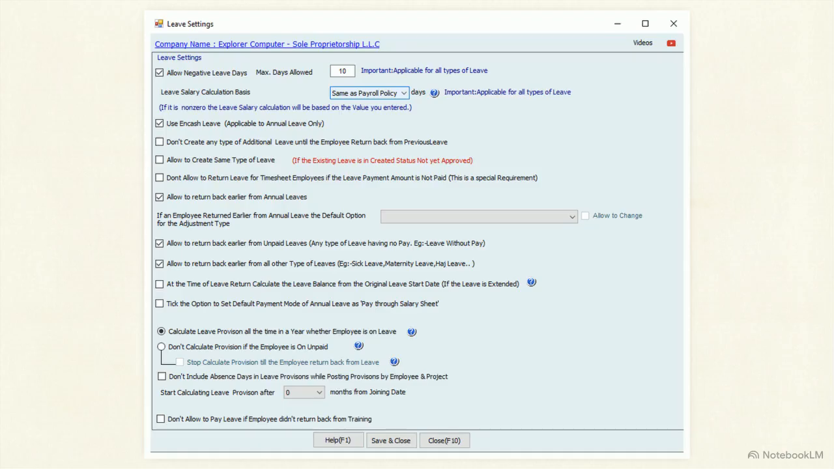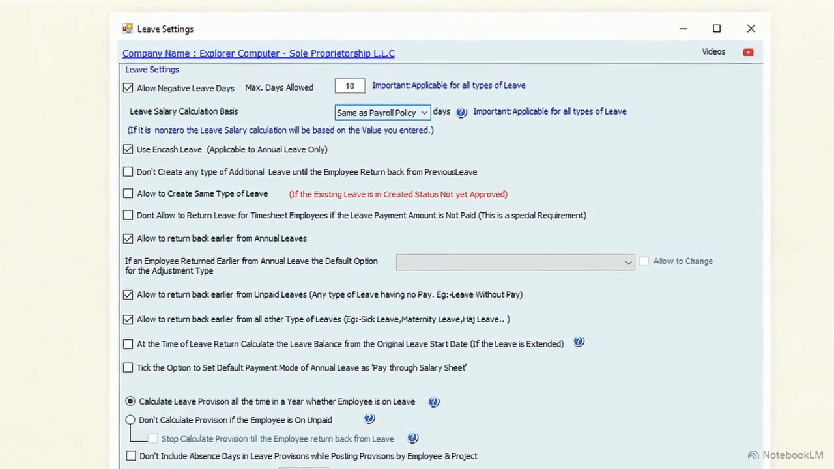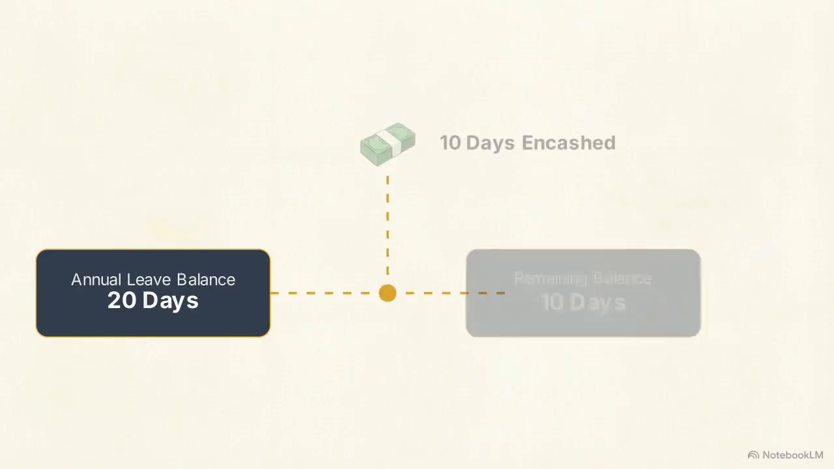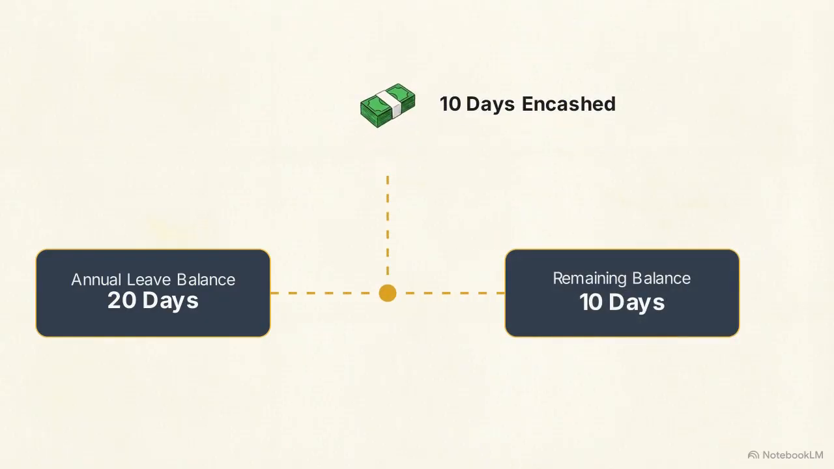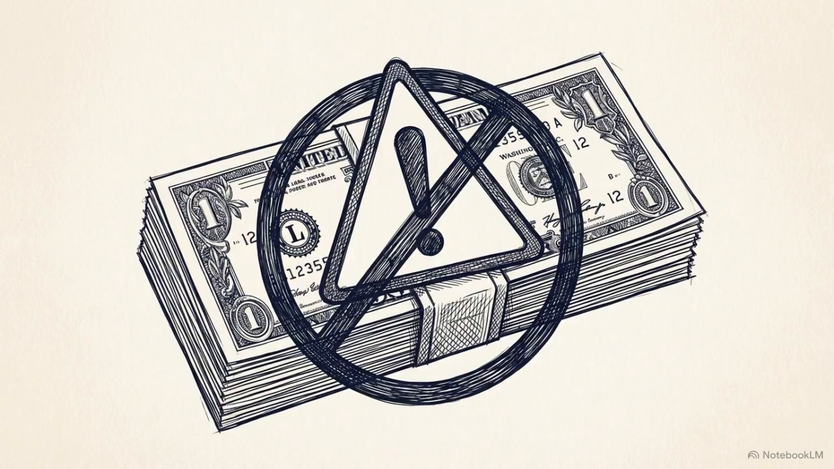Moving down, locate the Use and Cash Leave checkbox. Encashment allows an employee to trade accrued annual leave days for a cash payout instead of taking actual time away from work. If an employee has an annual leave balance of 20 days and they choose to encash 10 of those days, they receive the cash payout. Their available leave balance immediately drops to 10 days. The system enforces a hard rule regarding this feature. Negative leave days can never be encashed.